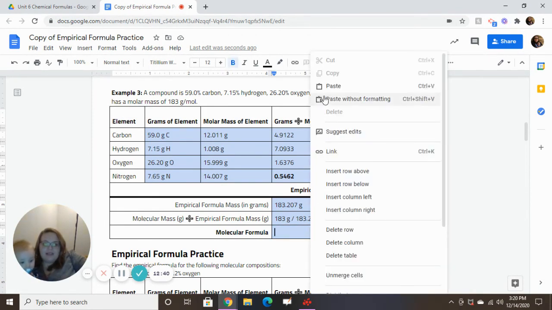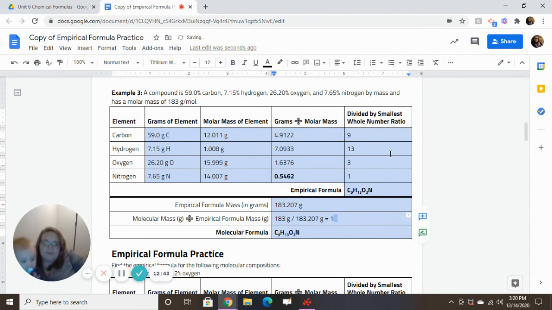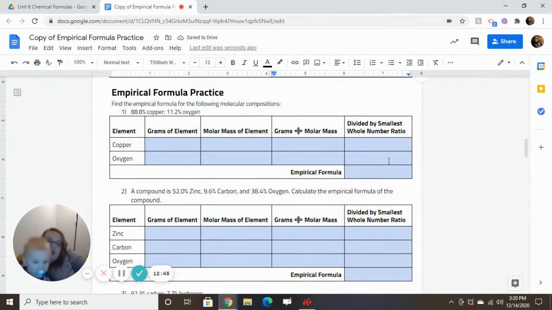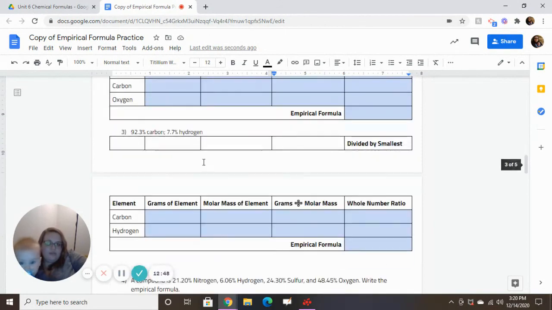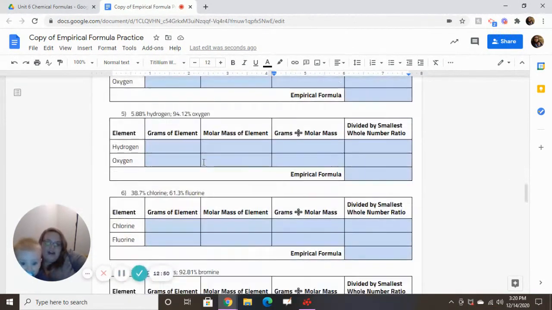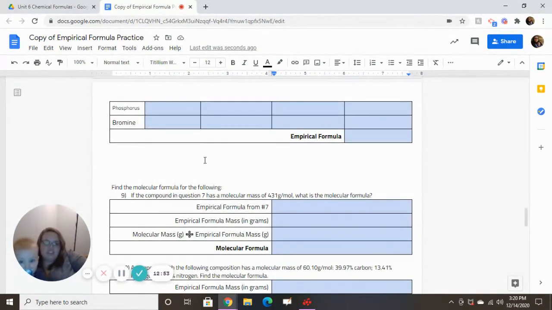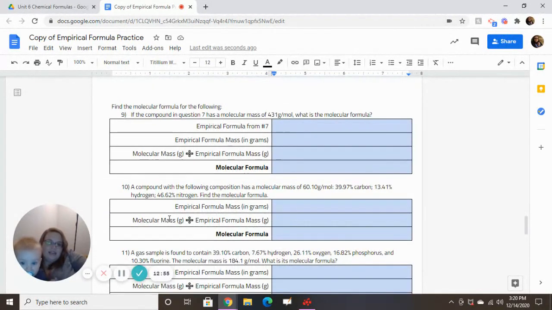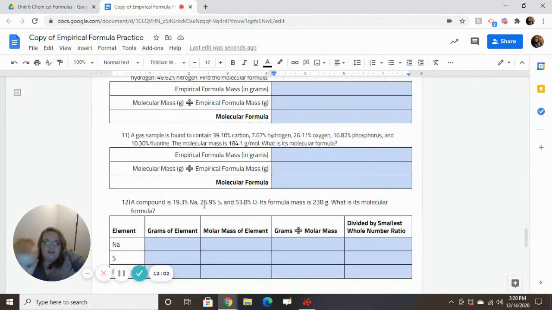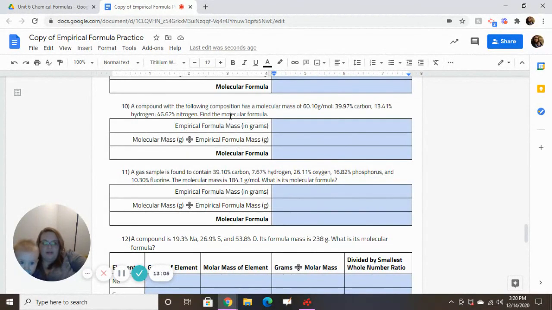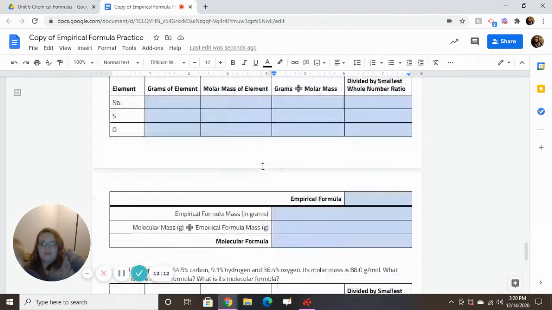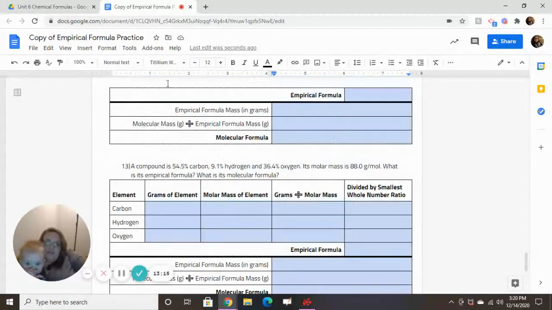On your assignment today, which I'm going to scroll through real quick with you, some of them you're only going to be asked to do empirical formula. So 1, 2, 3, 4, 5, 6, 7 is just empirical formula. 9 and 10. 9 is asking you to do molecular formula from number 7. And then 10, 11 are molecular formula from an empirical formula. So it already gives you the other stuff, so you just have to find the molecular formula. And then 12 and 13, you're doing the whole thing like we did at the top.